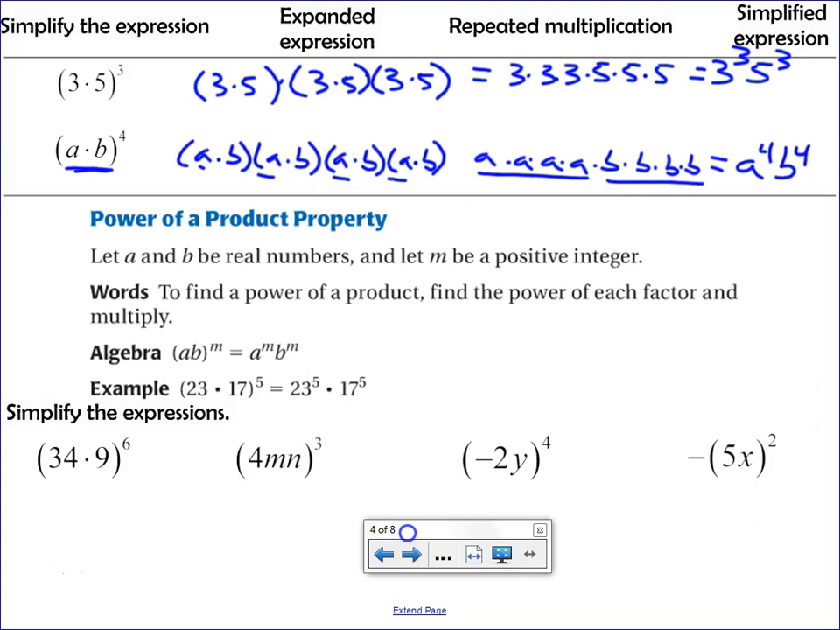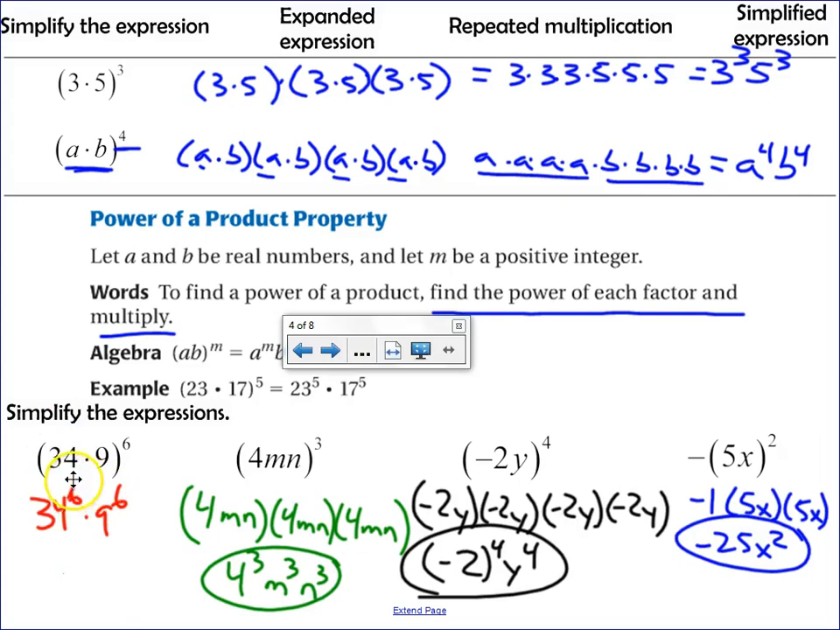So you can see that we take whatever's in there being multiplied by the number of the exponent. So we find the power of each factor and then we multiply. So why don't you try those 4 examples, restart it when you're ready.